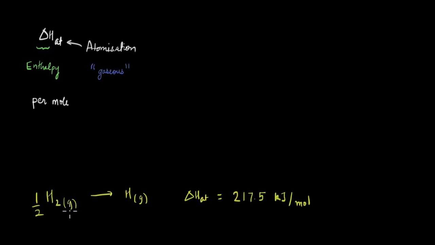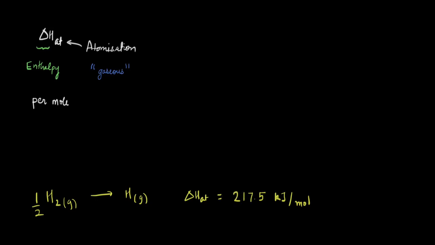So if you look at this example, here we have a hydrogen-hydrogen single bond, which is broken to give 1 mole of hydrogen atoms in the gaseous state. And the enthalpy for this reaction is the enthalpy of atomization, which is this 217.5 kilojoules per mole. And we know that to break this bond, we need to provide energy. So this is an endothermic reaction, which is why the enthalpy is positive.